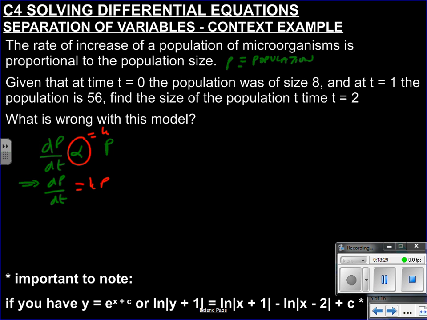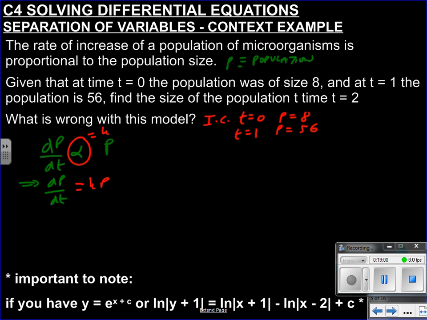Now, given that at time t the population was of size 8, this looks like an initial condition to me, so I'm going to write that down. So at t is 0, it's telling me the population is 8. And it's also telling me at t equals 1, the population is 56. That's interesting that they're giving me 2 initial conditions. That suggests to me 2 initial conditions must mean I need to find 2 unknowns to find that particular solution.